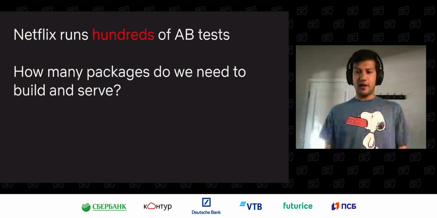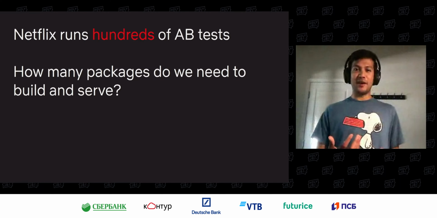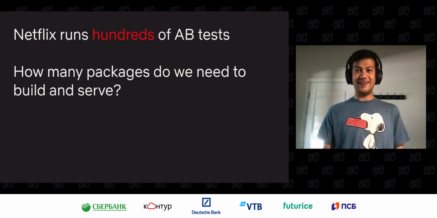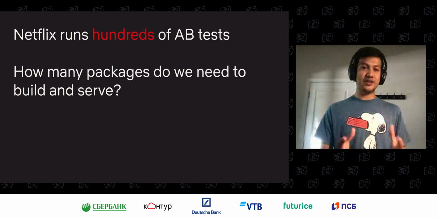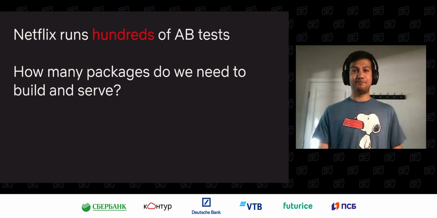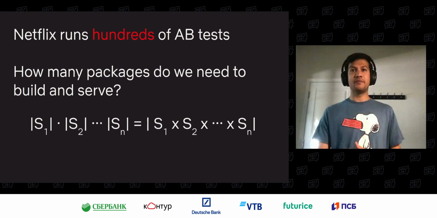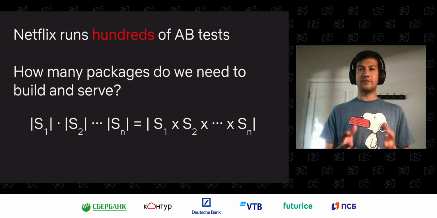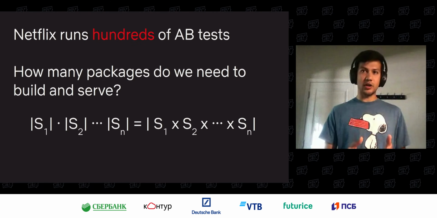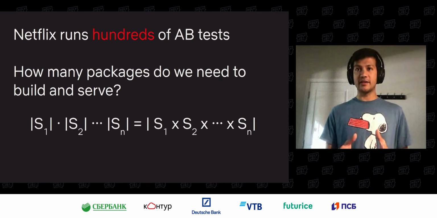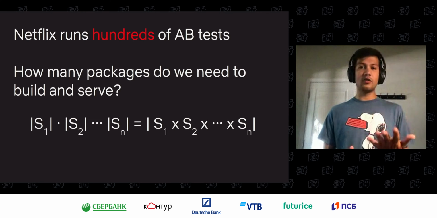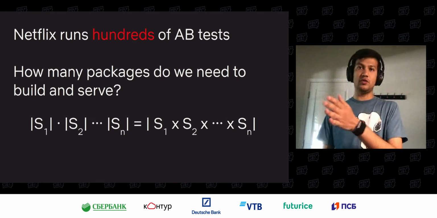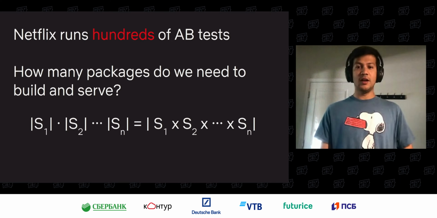If you take any guesses in your mind, please do let me know in the chat afterwards what your initial hunch is. I'll go forward, and the math here is pretty simple. It's basically the Cartesian product of the number of test variants in each test. For example, if I have four variations in each test, it's just going to be 4 times 4 times 4 times 4, just the Cartesian product.